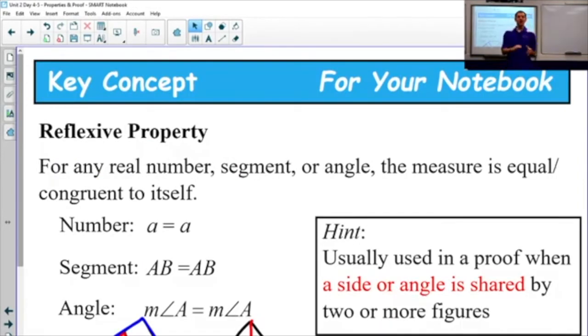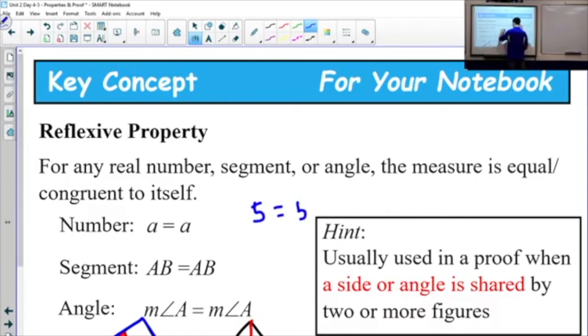Next page. Next, we're going to look at some different properties that are going to be useful to us in geometry. And this first idea is a very, very simple one, but a very important one. It says that any real number, segment, angle, measurement is going to be equal to itself. It's the same as itself. This is called the reflexive property. This one's going to be really important. And so this reflexive property says that A equals A. And so if I have 5 over here and I have 5 over here, then they're the same. That's all this is saying.